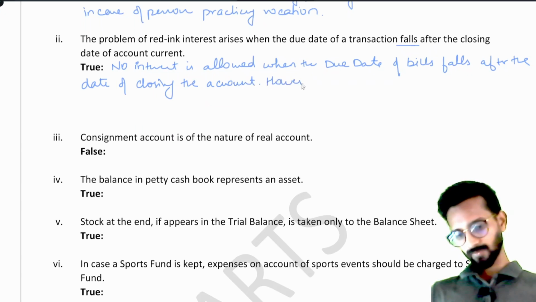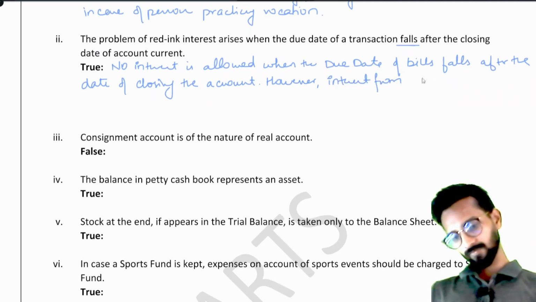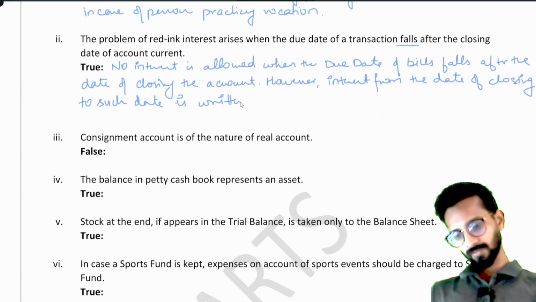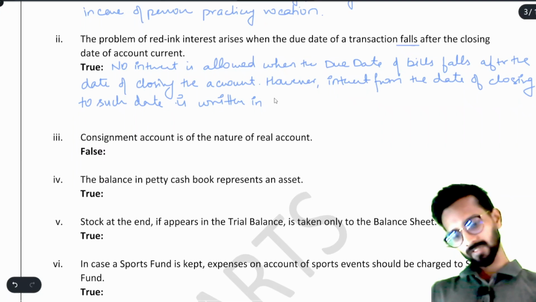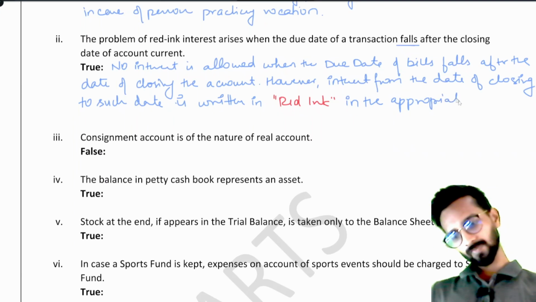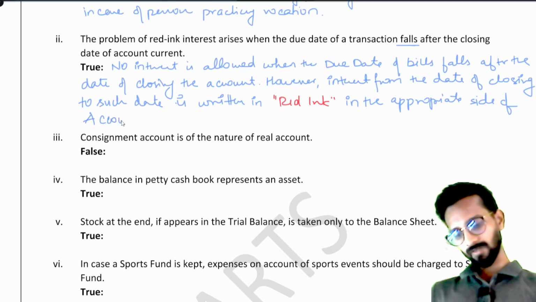However, interest from the date of closing to such date is written in, we all know it is written in red ink, in the appropriate side, okay, in the appropriate side of where? Account current.